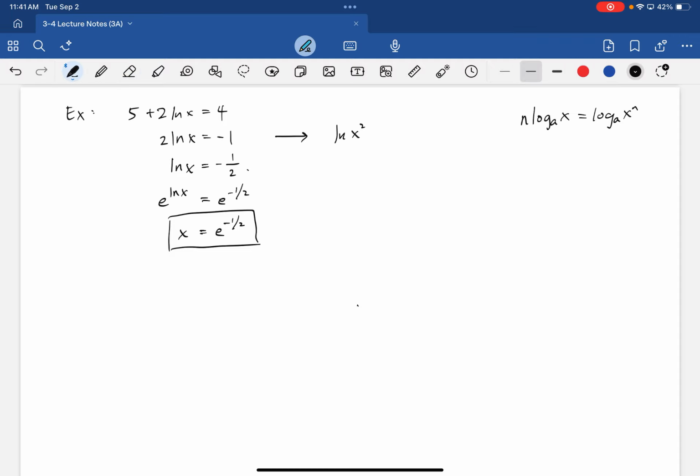And so that will give us ln of x squared equals -1. If we exponentiate both sides, making them both base e, then we get e to the ln of x squared equals e to the -1, which leaves us with x squared equals e to the -1, or x equals e to the -1/2 if we take a square root of both sides. So we get the same answer. There are a lot of ways to do these kinds of things.